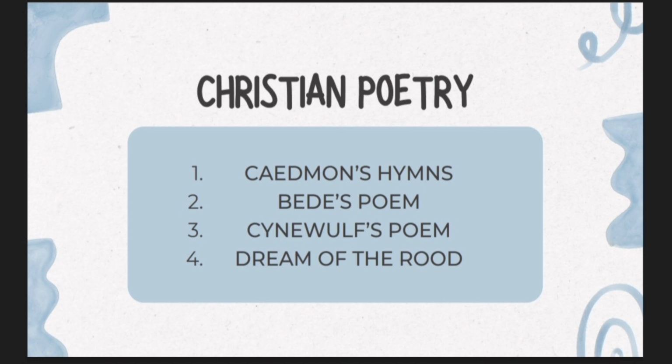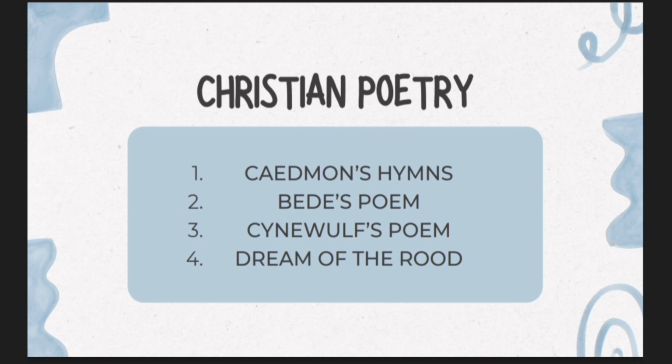The last poem is called Dream of the Rood. Rood is the cross of Jesus Christ. The poem follows the dream of the narrator. The narrator is having a conversation with the cross. The poem is divided into 3 sections. In the first part, we can see the vision of the cross.